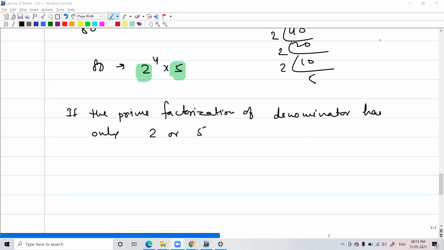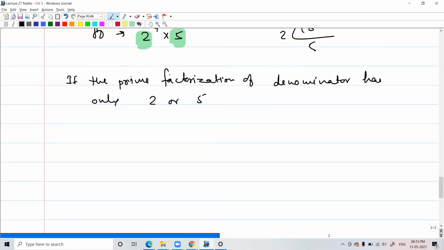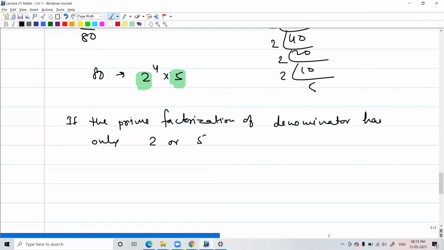So hopefully everything is getting recorded. So yeah, what I was saying is, you factorize the denominator, and once you do the factorization, if you look at the prime factorization of the numbers, and if you have only 2 and 5, then it will have a terminating decimal expansion.